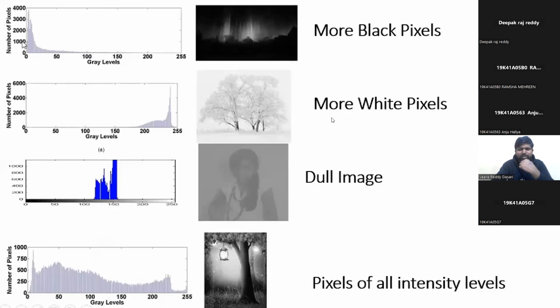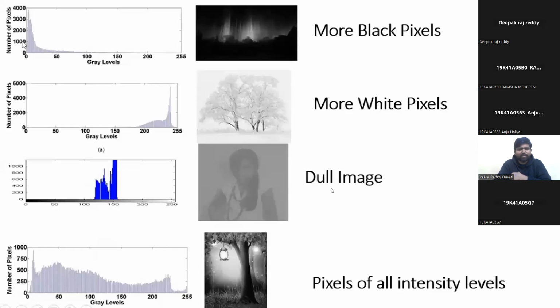Now if you see the second image, it has more white pixels. The histogram falls between the 200 to 255 range, and there are almost no black pixels. So you can see the difference here. The first image has pixel intensity values from 0 to 50, and in the second image, the histogram values are between 200 to 255.